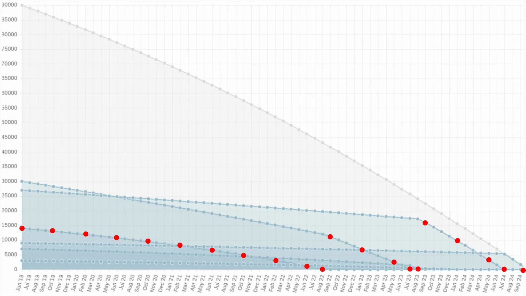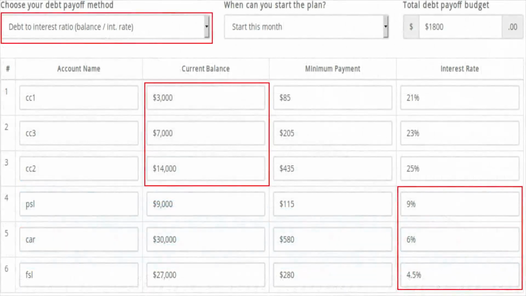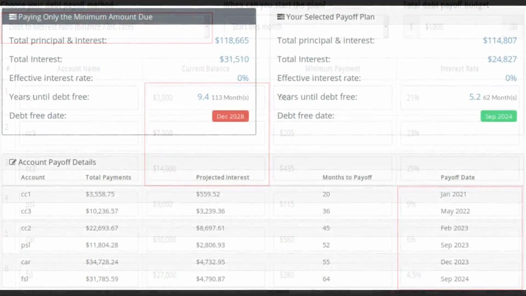My new favorite strategy for most circumstances, if you're not going to use the debt avalanche, is the lowest debt to interest ratio. That's basically you just divide the current balance by the APR, and then you apply the extra payments to the loan with the lowest debt to interest ratio first. It is my current favorite of the mechanical methods, the formulaic methods.